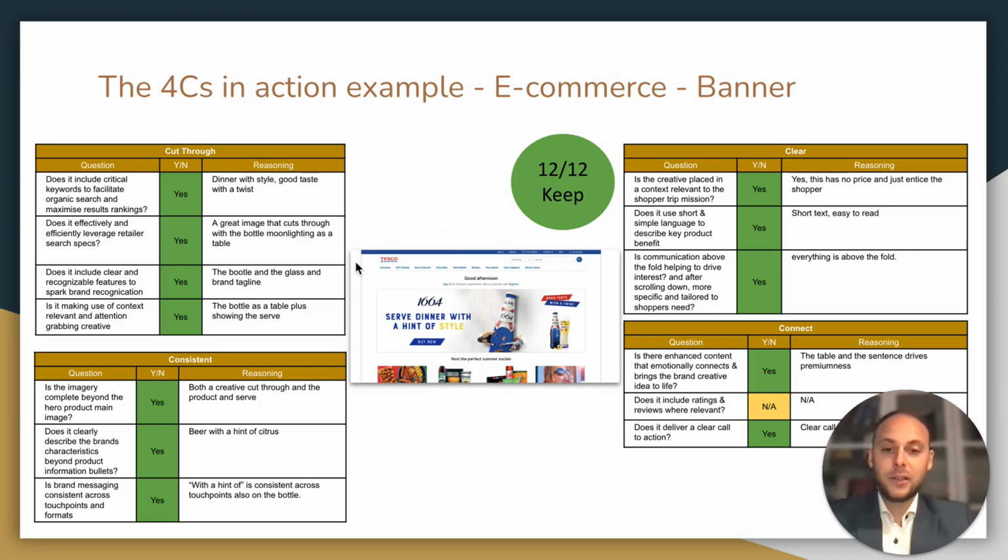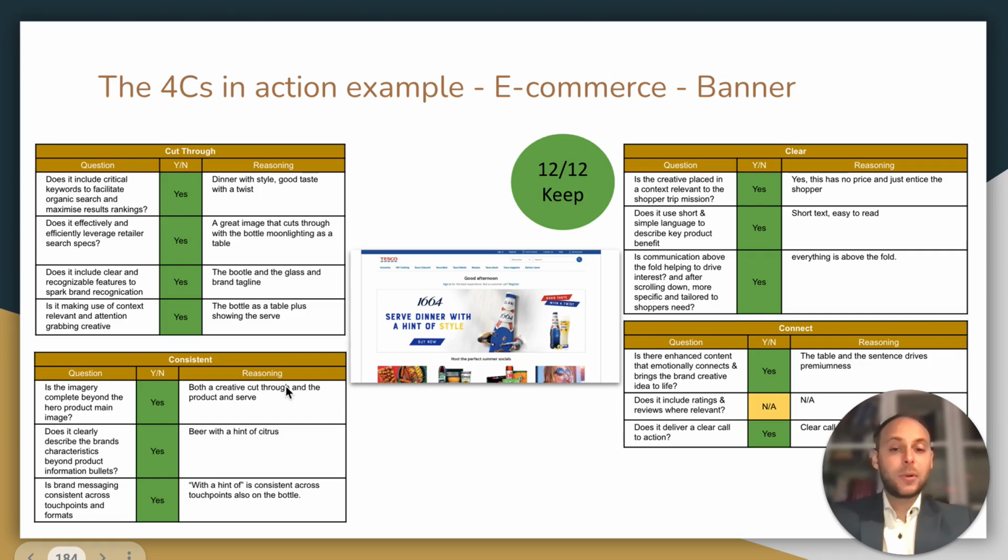So what you see here is a picture from Tesco, where you see a main ad here on the front that can lead you into the brand page or maybe even the beer section or category. The cut through. Does it include critical keywords to facilitate organic search and maximize results ranking? Here I said yes. It's thinner with a style, good taste with a twist. So it has these keywords that people might be searching for. Does it effectively and efficiently leverage retailer search space? Here I've said yes. It's a great image that cuts through with the bottle moonlighting as a table as well.